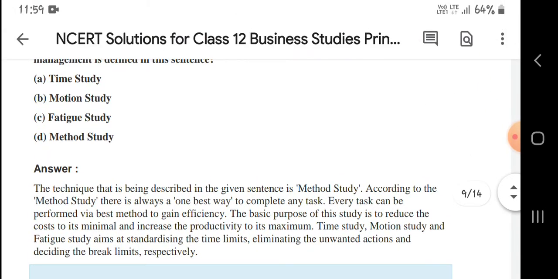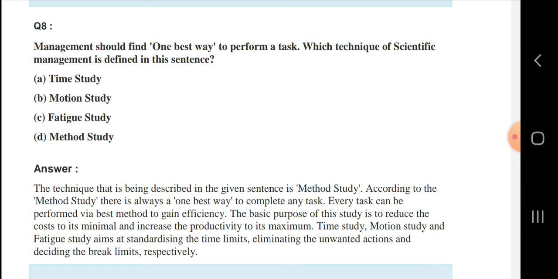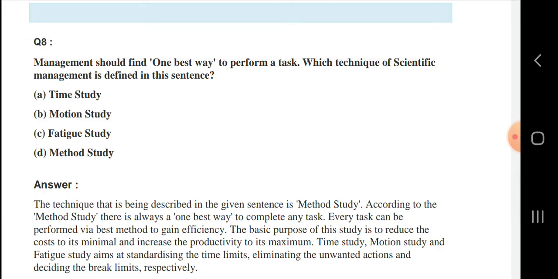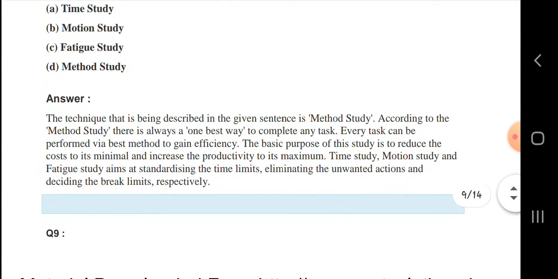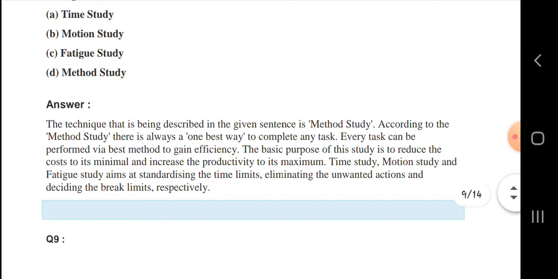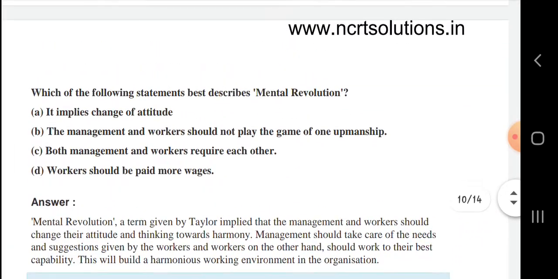Next, management should find one best way to perform a task. Which technique of scientific management is defined in this sentence: time study, motion study, fatigue study, method study? The technique being described in the given sentence is method study. According to this method study, there is always one best way to complete any task.